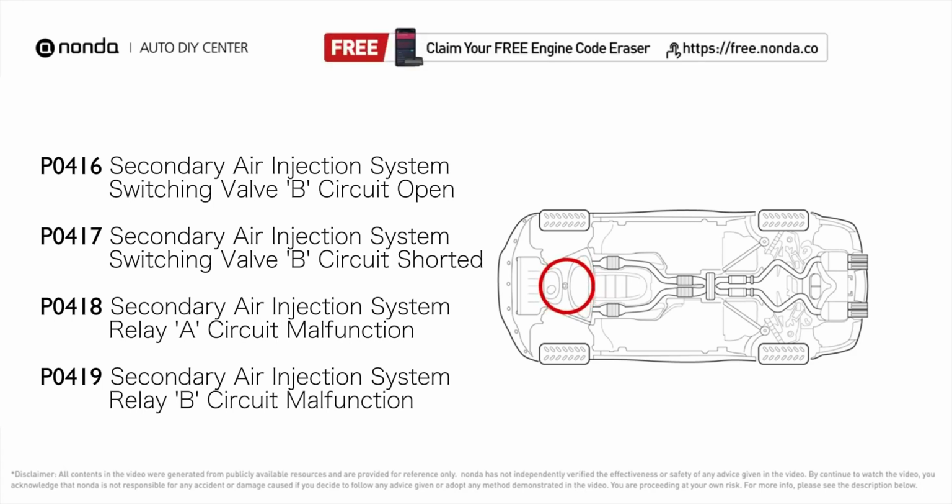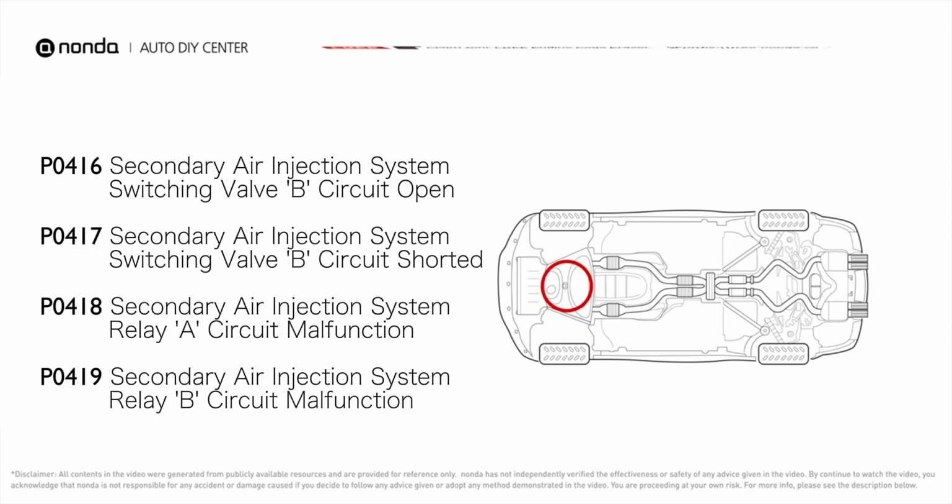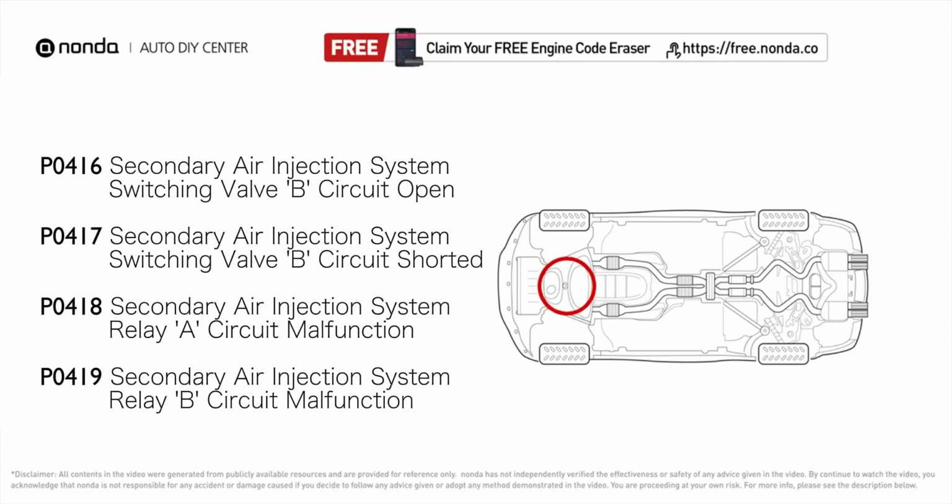P0416 and P0417 are specific to switching valve B, with P0416 denoting an open circuit and P0417 indicating a shorted circuit. In contrast, P0418 and P0419 target the system's relays, which power the air pumps. P0418 refers to a malfunction in relay A, bank 1, while P0419 refers to relay B, bank 2.